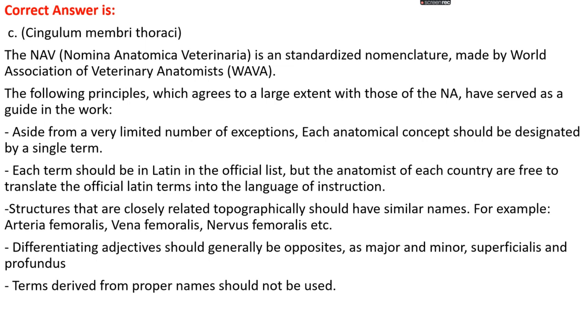Okay. And the following principles should be applied while giving the name according to this NAV rule. First, aside from a very limited number of exceptions, each anatomical concept should be designated by a single term. Each term should be in Latin in the official list, but the anatomists of each country are free to translate the official Latin term into the language of their instruction. Okay. Structures that are closely related topographically should have similar names. For example, arteria femoralis, vena femoralis, nervus femoralis.